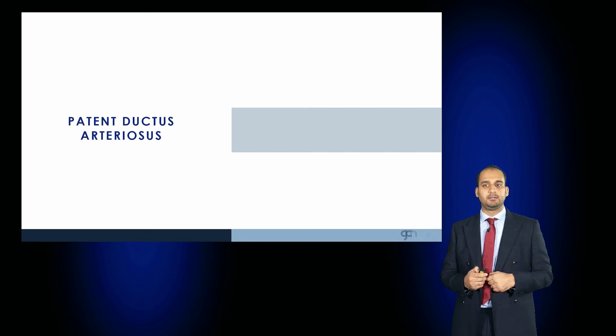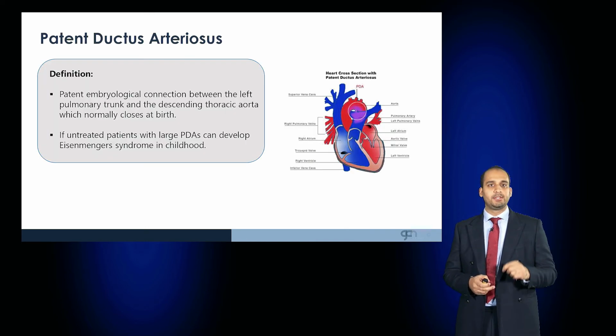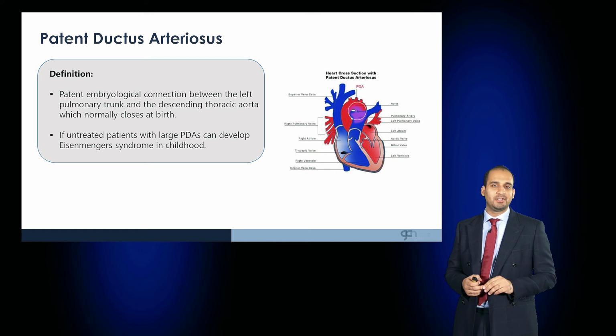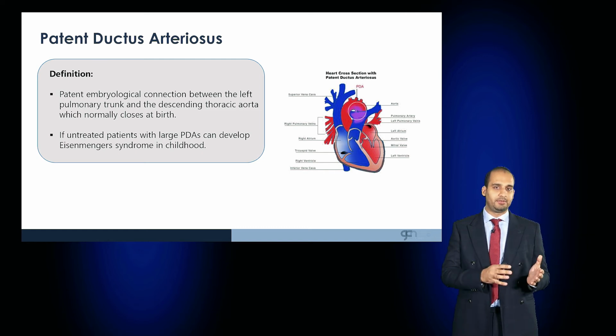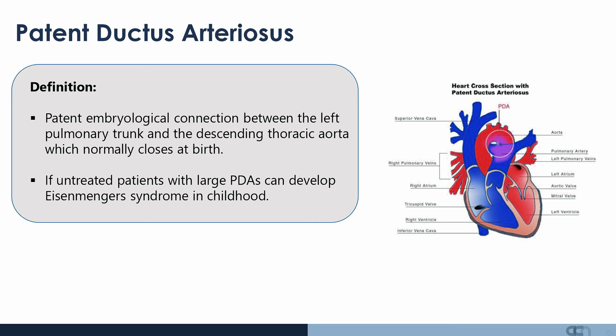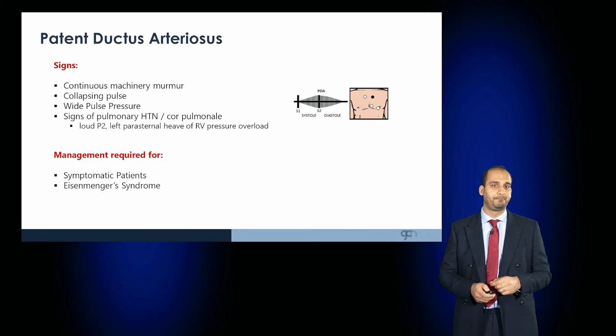What about a patent ductus arteriosus? So this is a patent embryological connection between the left pulmonary trunk and the descending thoracic aorta, which usually closes at birth. If untreated, a large patent ductus arteriosus can result in Eisenmenger syndrome in childhood.